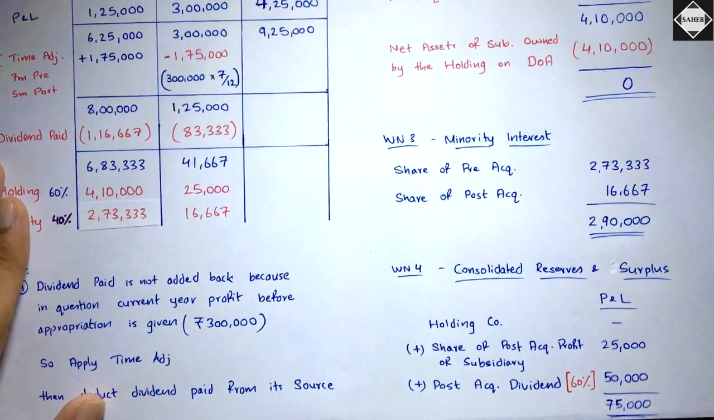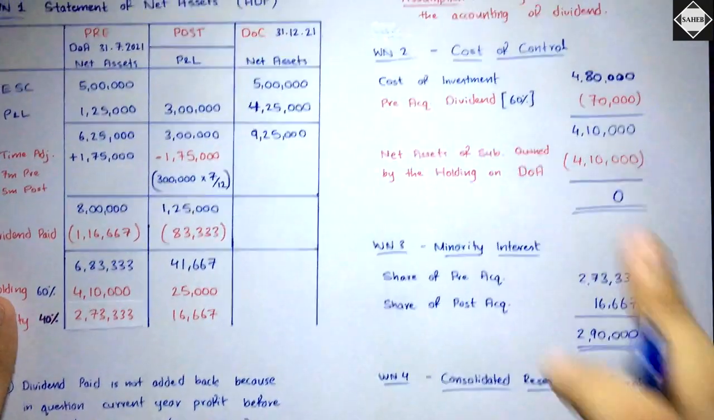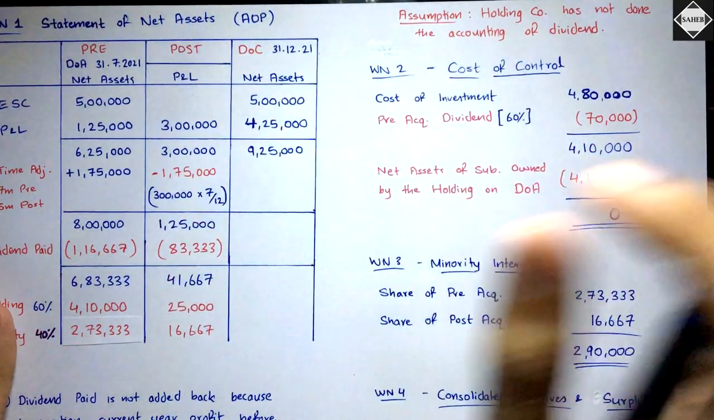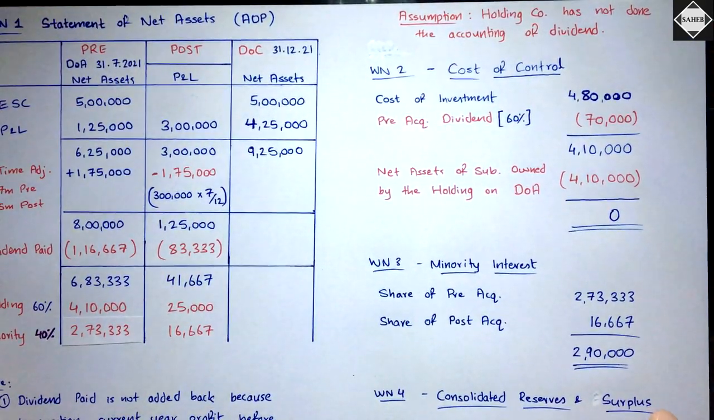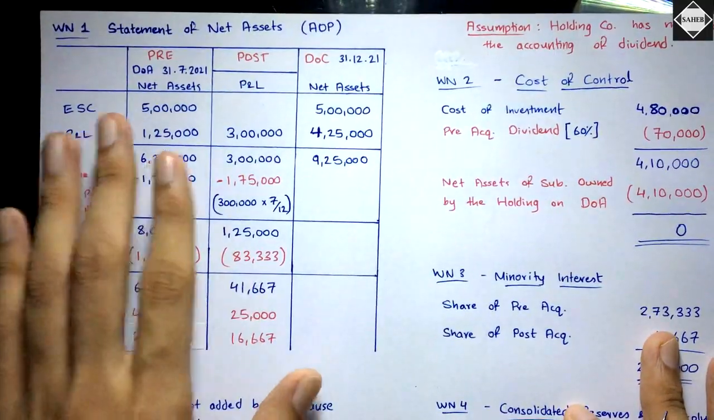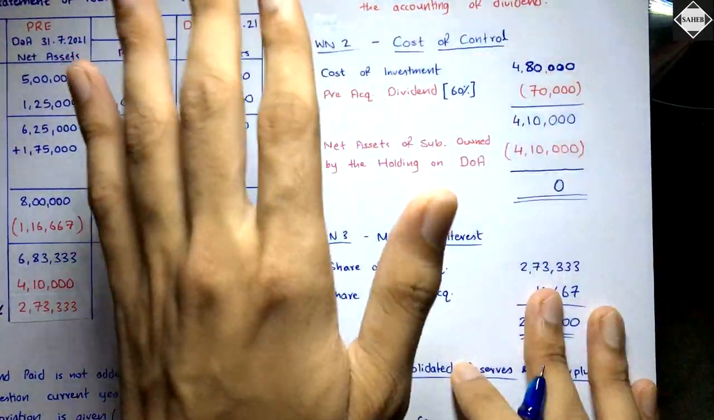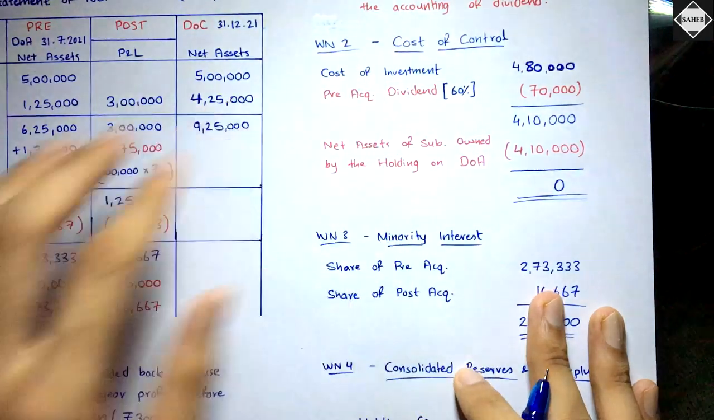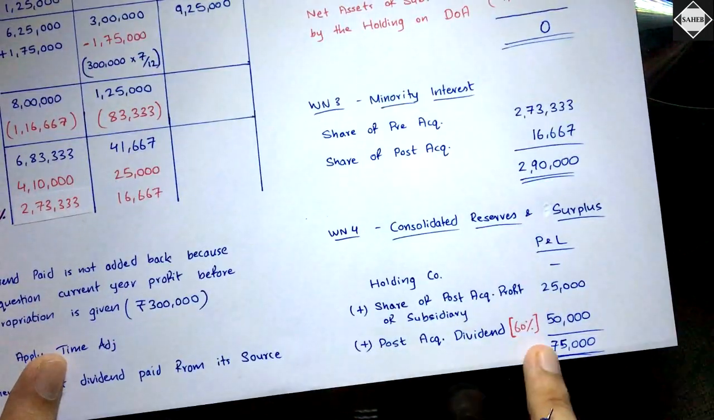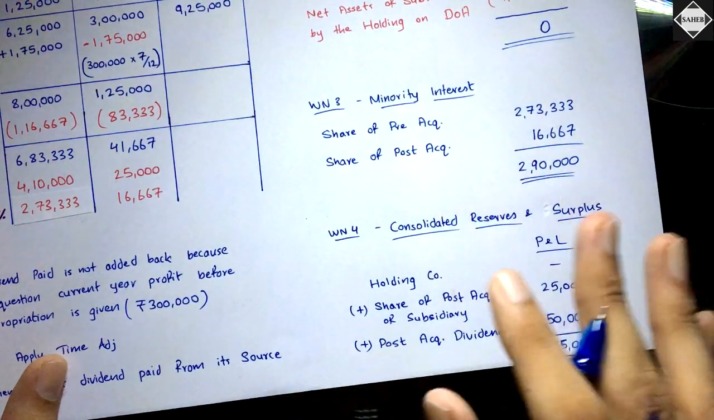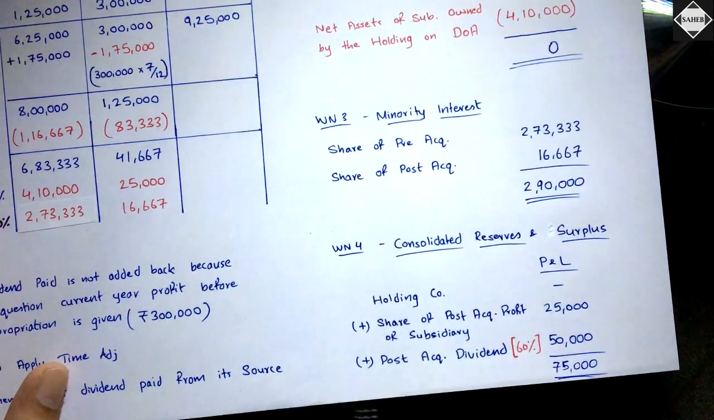But if the question told you that holding company has done everything, all the correct accounting treatment has already been done, then what you will do? Of course, here you will deduct and everything, but in cost of control, nothing. You will not touch anything. You will not do anything. This line will not come, pre-acquisition dividend. This post-acquisition dividend will not come if the question says correct accounting treatment has been done.